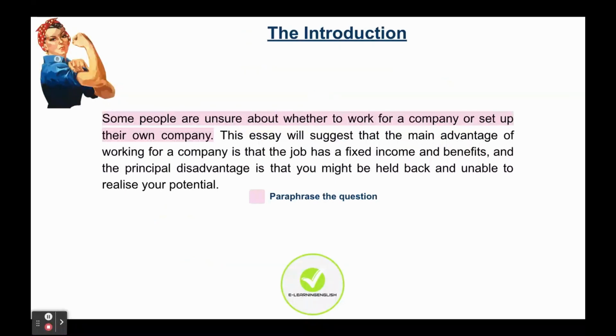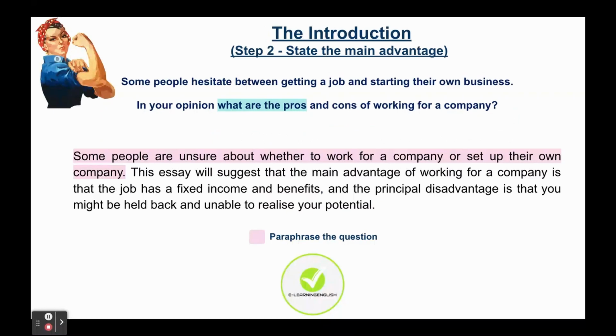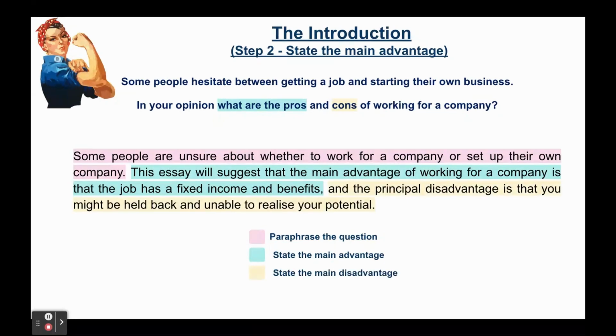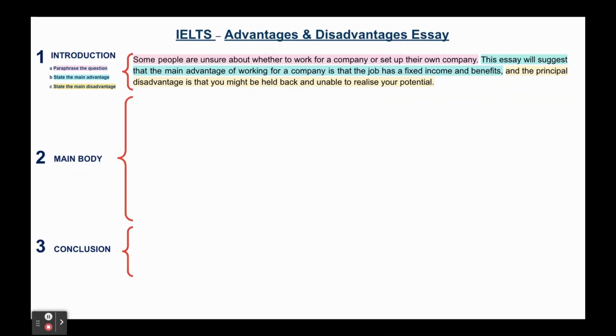Then, after paraphrasing the question, we're going to look back at the original question itself. And it's asking you to write about the advantages. So we have given a main advantage in the introduction. And it's also asking you to write about the disadvantages, and we have stated a main disadvantage. So in the exam, time is very limited, so it's perfectly acceptable to give only one advantage and one disadvantage.